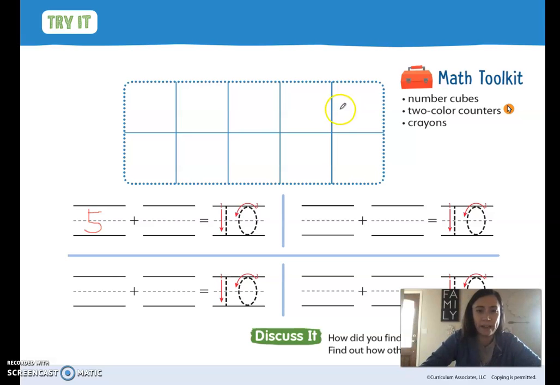Now, how many do I have left? I have this whole bottom row. So let's count that. 1, 2, 3, 4, 5. So 5 and 5 make what? 10.